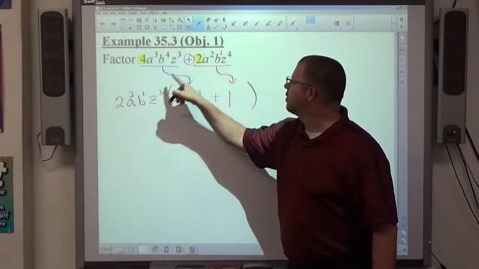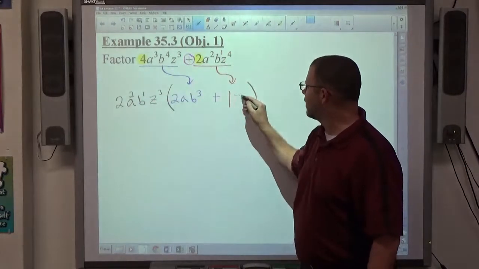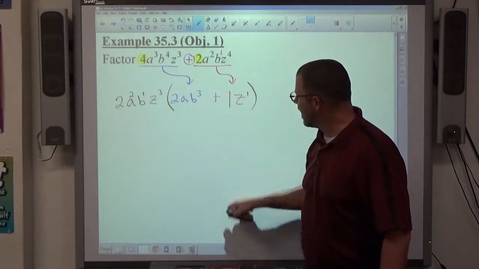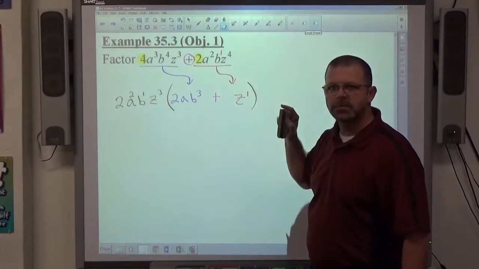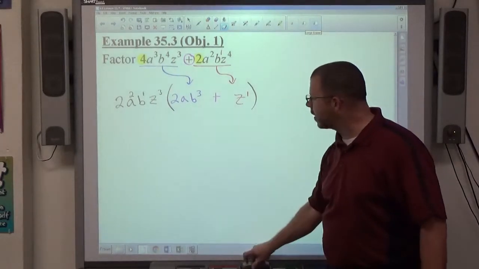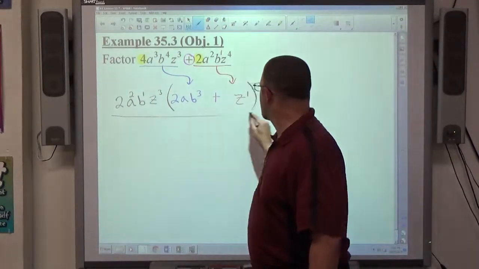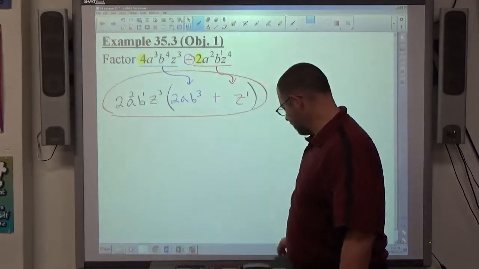B divided by b cancels. Z to the 4th over z cubed makes z to the 1st. The 1 really isn't necessary if you don't want to write it. Doesn't hurt to put it. So take your pick on that one. That would be the right answer to that one.